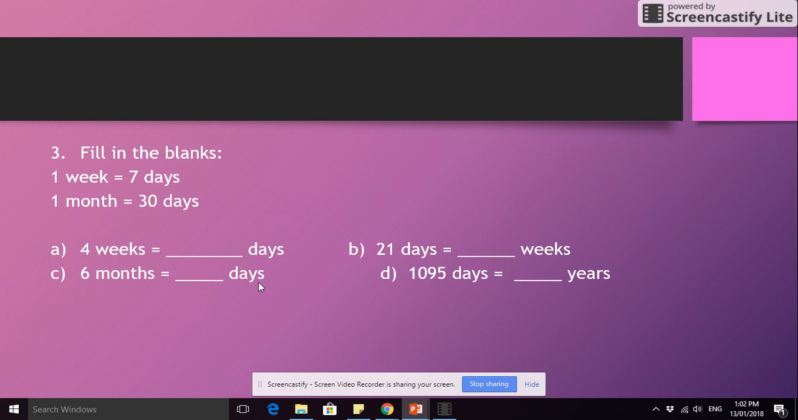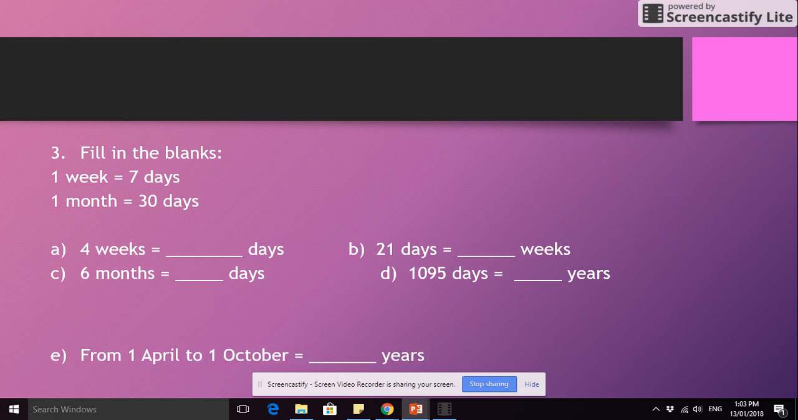6 months tells you how many days. So 6 months has got 30 days in each, so you times 6 times 30. 1095 days is how many years? So you know there's 362 days in a year. So you divide that by how many days that is. Okay?